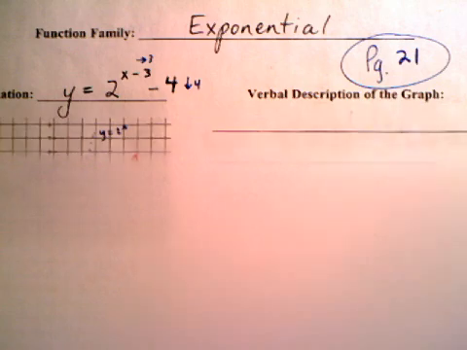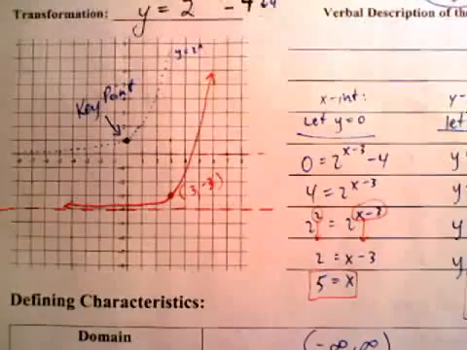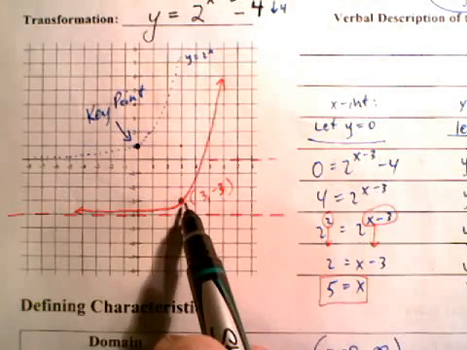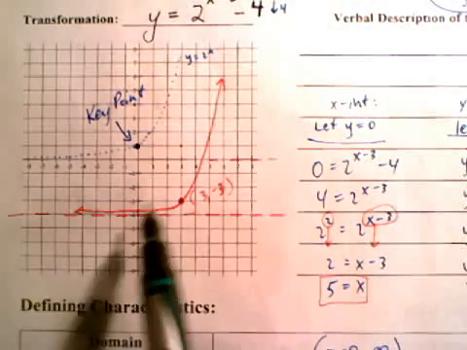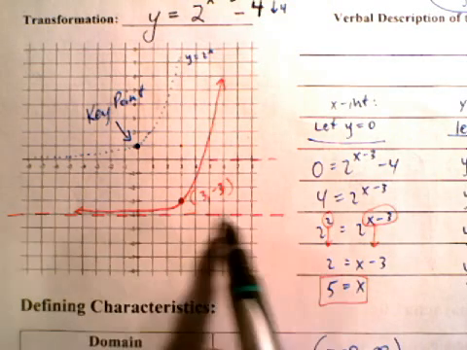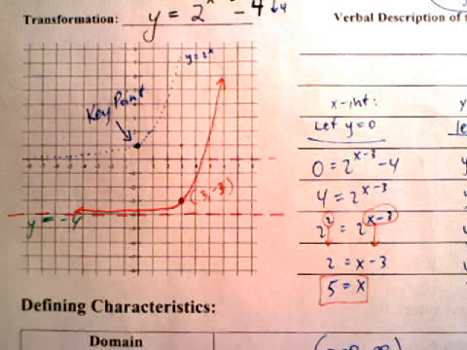and here we go. So the key point, this is what we've been doing, guys. The key point here went from 0, 1 to 3, negative 3, and our horizontal asymptote is at y equals negative 4. Y equals negative 4 is our horizontal asymptote.